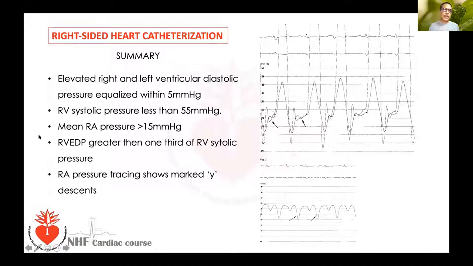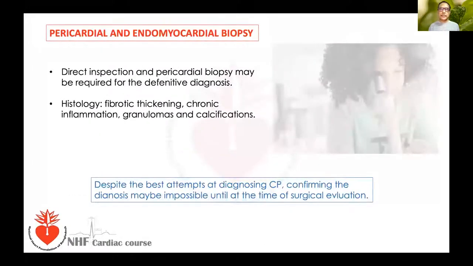So this is the summary of right heart catheterization. There will be elevated right and left ventricular diastolic pressures equalized to within 5 mmHg. RV systolic pressure will be less than 50. Mean RA pressure will be more than 15. RV EDP will be one third of the RV systolic pressure, and RA pressure tracing will show a marked Y descent. These are the few features of right heart catheterization.